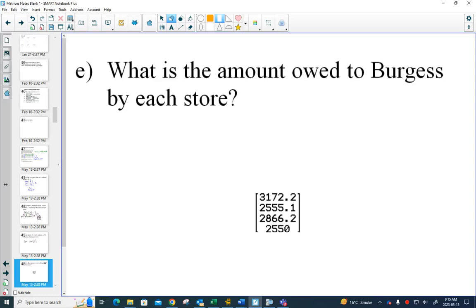And again, this is still a dollar sign and P, Q, R, and S. So that's how much each store owes them. And can you see that this is a 4x1?